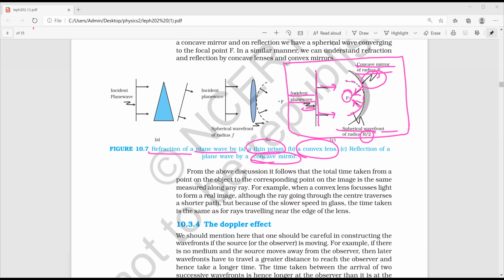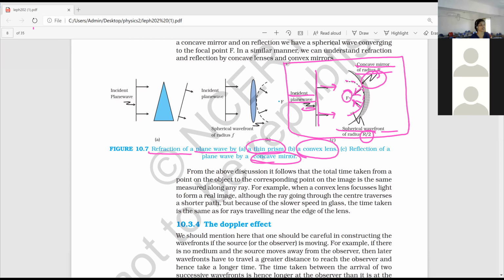So like this, we discussed how the refraction of a plane wave takes place in the case of a thin prism and a convex lens, and how the reflection of a plane wave takes place in the case of a concave mirror. Next we shall discuss the meaning of the Doppler effect. The Doppler effect is mainly classified into two types, that is red shift and blue shift. We shall discuss how red shift takes place and what the difference is between red shift and blue shift.